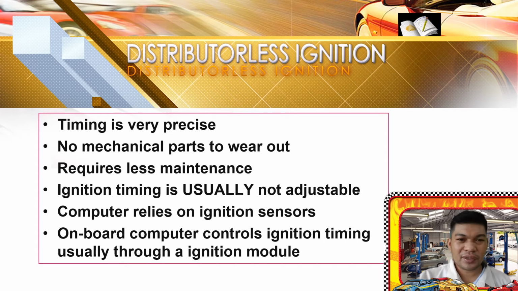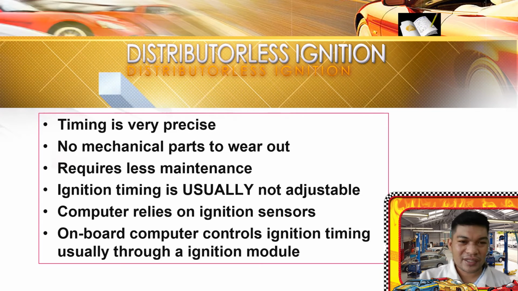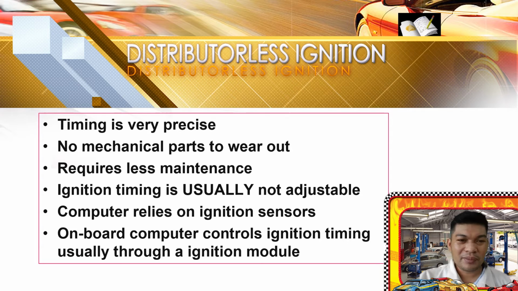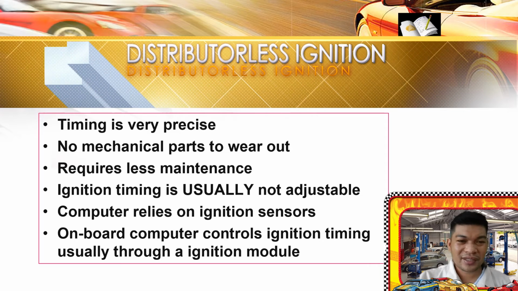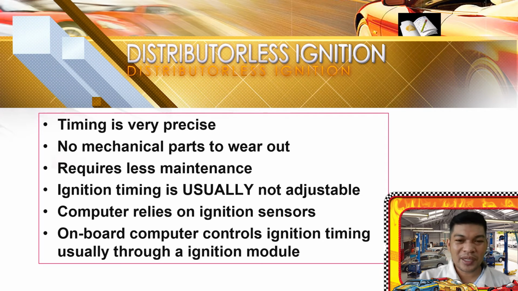Distributorless ignition. A distributorless ignition has its purpose and its advantages. First, timing is very precise. It has no mechanical parts to wear out. It requires less maintenance. Ignition timing is usually not adjustable.